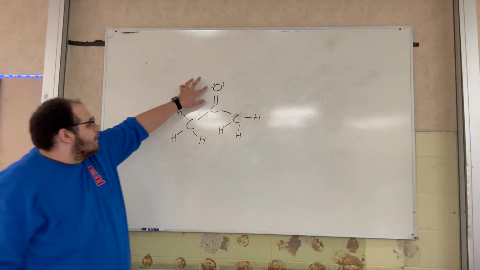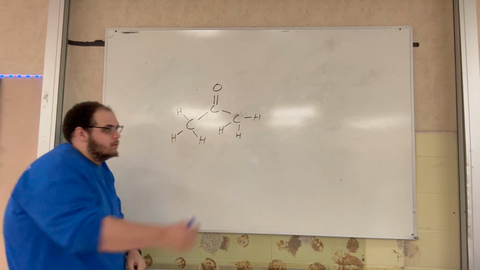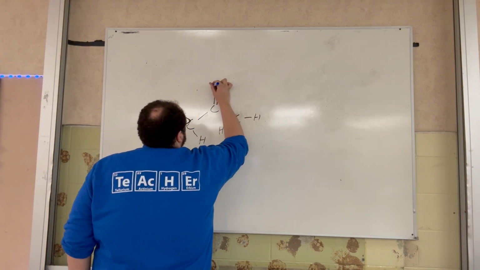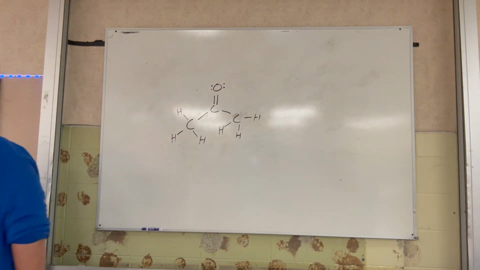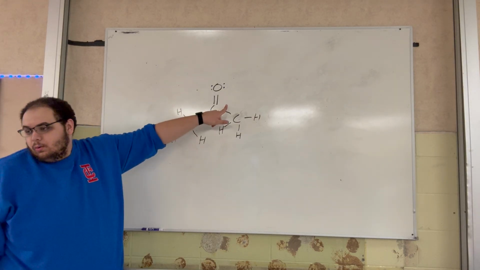Yeah, because everything needs to have 8. Without those lone pairs, how many does oxygen have? 4. How many more does it need? Why does it have 4? 1, 2, 3, 4. Now it has 8. Why does it have 4? Because every bond is 2.